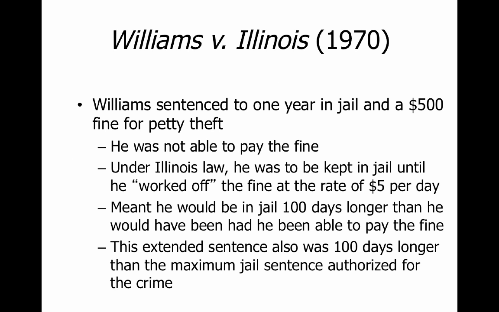In Williams v. Illinois in 1970, Williams was sentenced to 1 year in jail and a $500 fine for petty theft. He wasn't able to pay the fine. Under Illinois law, he was to be kept in jail until he worked it off. The fine was worked off at a rate of $5 per day. That meant he had to serve 100 days longer in jail. The extended sentence was also 100 days longer than the maximum jail sentence authorized for the crime.